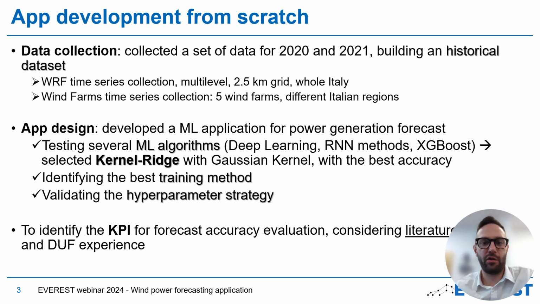The training strategy selected consists in using the data related to the period till the previous day, and then to forecast the day ahead. This process is repeated each day, increasing the training dataset by 1 day. Finally, to evaluate the accuracy, we selected the most suitable KPI for wind power forecasting according to the literature.